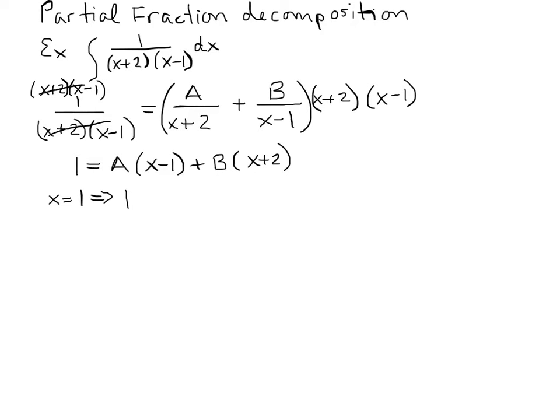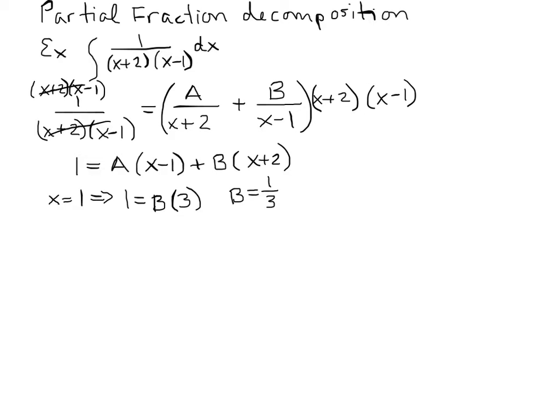On the left-hand side, I have 1. A is going to be multiplied by 0. B would then be multiplied by 3, since I plug in 1 and get 3. So that leaves me that B is going to be 1/3.